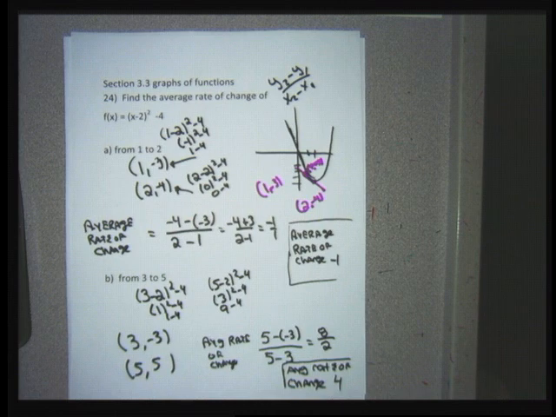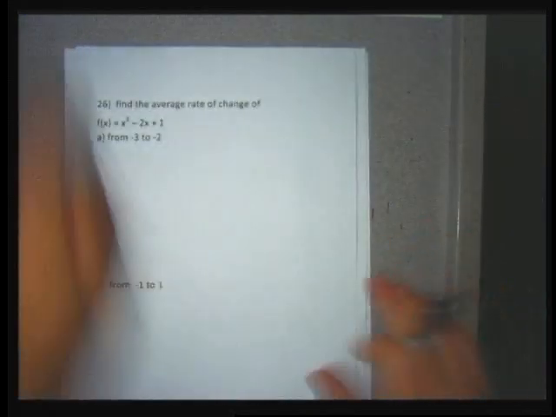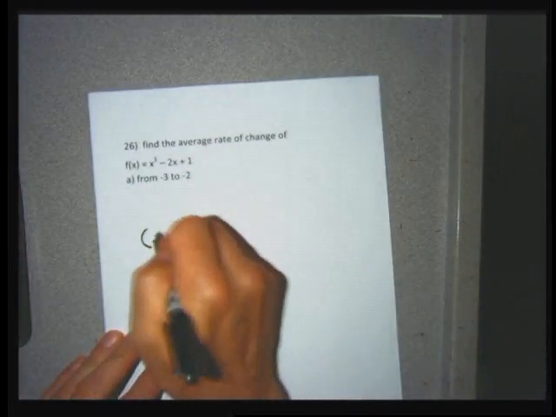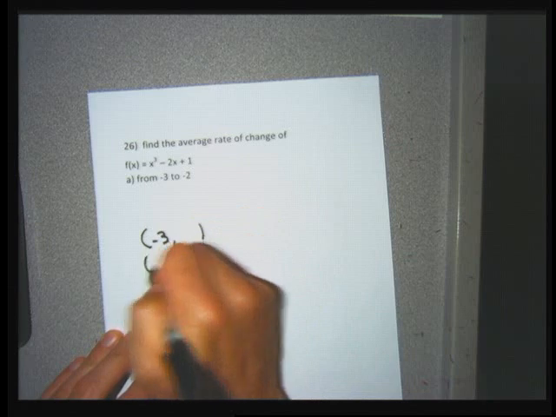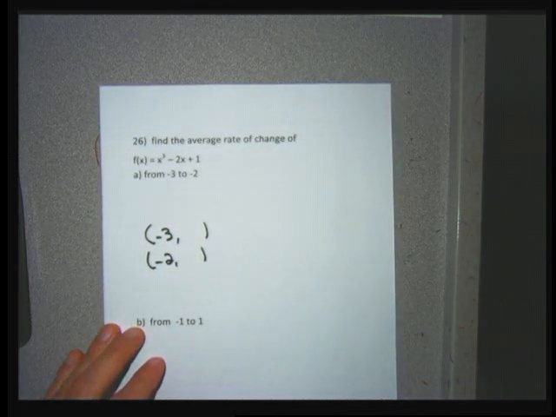All I'm going to do is for each of the numbers, I'll consider those an x, I'll find a y, I'll get 2 points, I'll find the slope of the line between the 2 points. So 26 gives me 2 parts, a part A and a part B. I need to come up with 2 points. The points are going to be negative 3 comma something and negative 2 comma something. Need to get the y's for each.